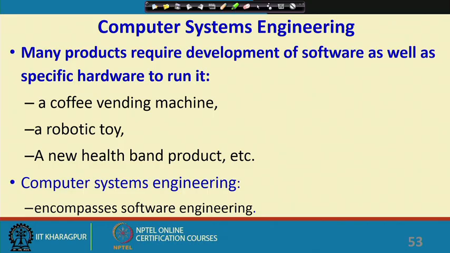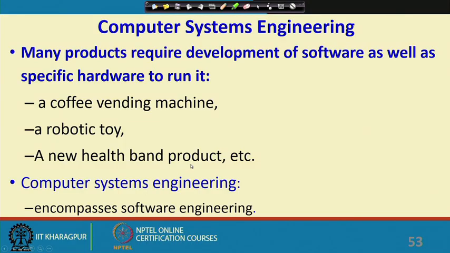Just to give some examples, let us say a coffee vending machine or a robotic toy. So, here the robotic toy has a special processor, it has mechanical parts and so on, and the software has to run on that specific processor. These are not general type of processor. So, here we cannot just write a program on the desktop and then get done with it, because the software has ultimately to run on that processor, on this robotic system.